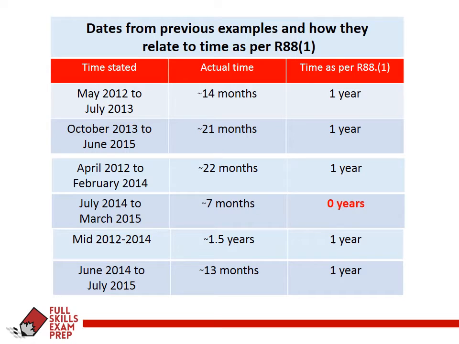When we focus specifically on time, we saw this in the previous video as well, that basically we had a lot of different times that they gave us. So May 2012 to July 2013, and in real life, that would be 14 months. But when you're thinking of this in terms of the point system and in terms of Regulation 88, you're thinking of that as 1 year. So remember that 12 months plus 12 months is the requirement. It's not 5 months here, 2 months there.